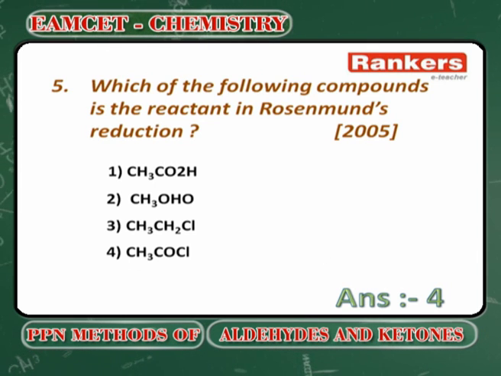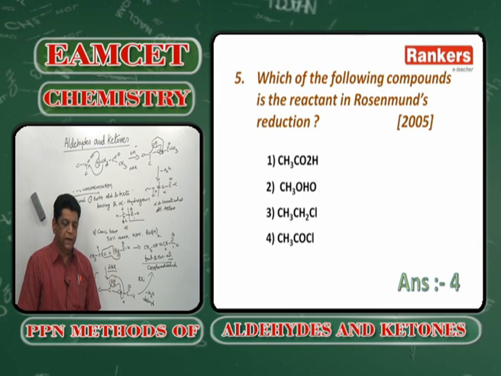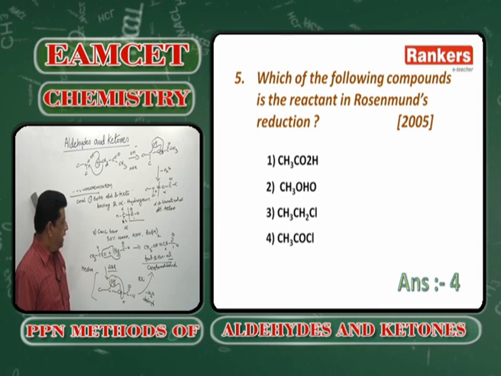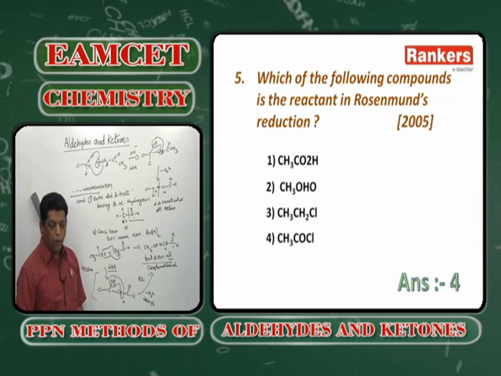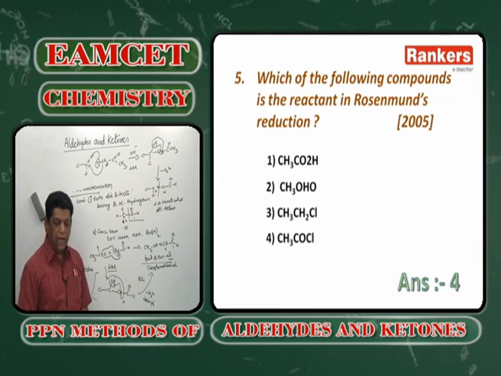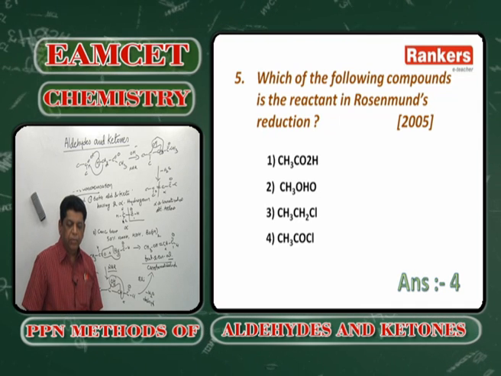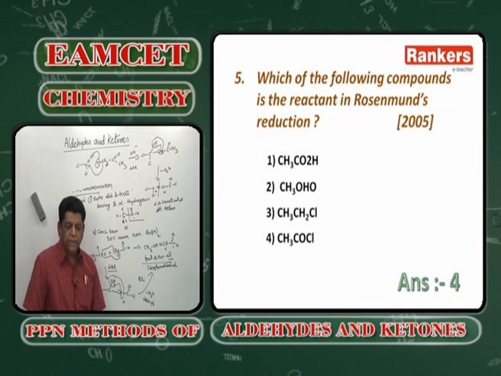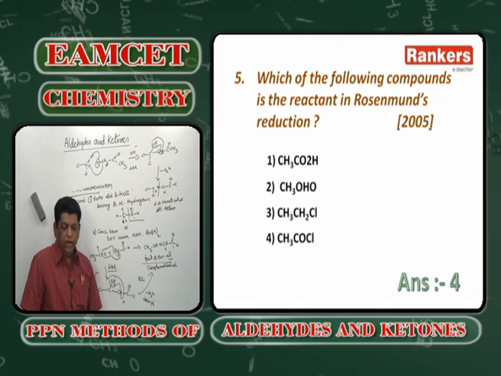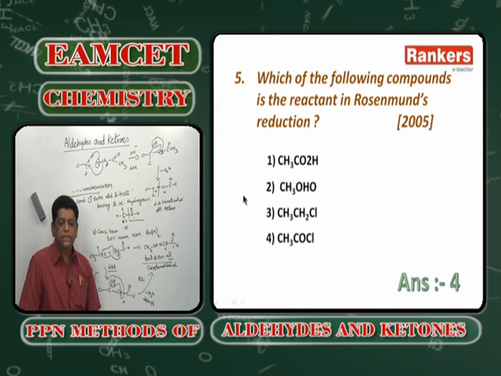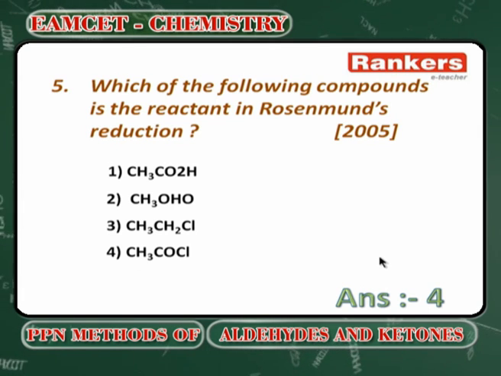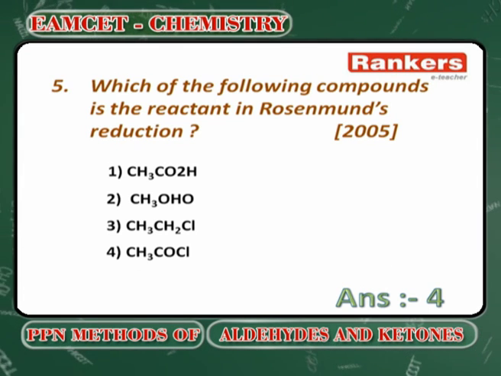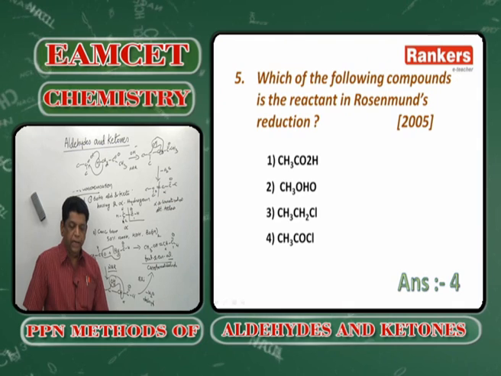Fifth question. Which of the following compounds is the reactant in Rosenmund's reduction? Rosenmund reduction is a name reaction used only on acid chlorides, which are converted into aldehydes. The reactant means the starting material, which is the acid chloride. The fourth answer is the one. Acetyl chloride will become acetaldehyde. It is limited only to the preparation of aldehydes. Rosenmund cannot be used for the preparation of ketones, right? Next.